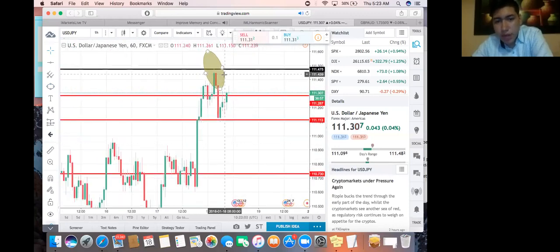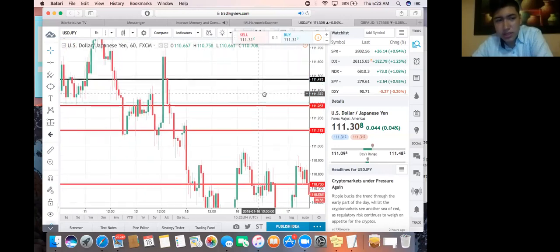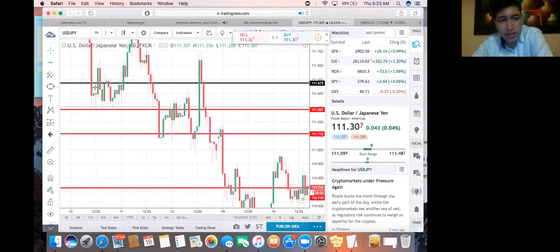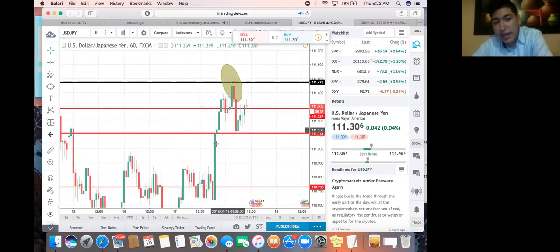So this is a resistance. Why is it a resistance? Because if I go back to the past, I can see that this price level acted as a resistance. The price was here. It came down, touched the support, touched the resistance, and came back down fast. Touched the support, and it came back up. So what in the past acted like a resistance is now acting like another resistance, which indicates a sell.